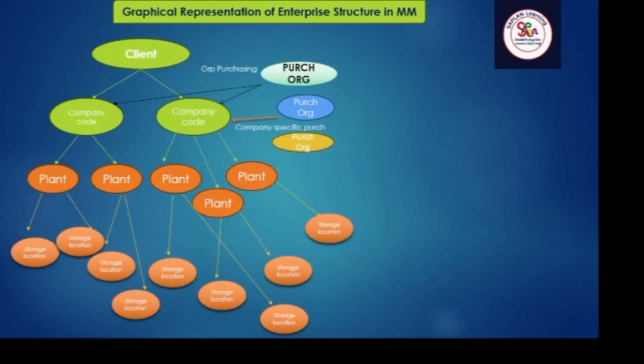So we can organize our purchasing functions as corporate group-wide purchasing, or maybe company-specific purchasing. That means a purchase organization is directly linked with a single company code. And it can be plant-specific as well. A plant-specific purchase organization can be assigned to a single plant or multiple plants. That is plant-specific.